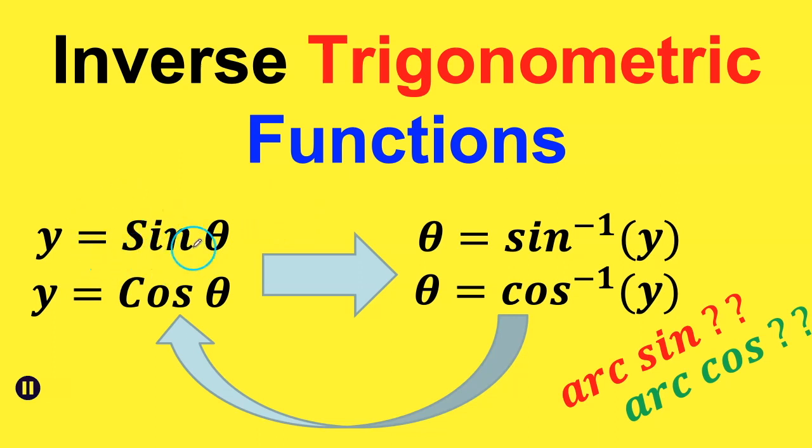Today we're going to work on inverse trigonometric functions. We have y equals sine of theta. This is my regular function. I give you an angle and you find the sine of that angle. Therefore, you're going to give me a ratio, like square root 2 over 2, a number.